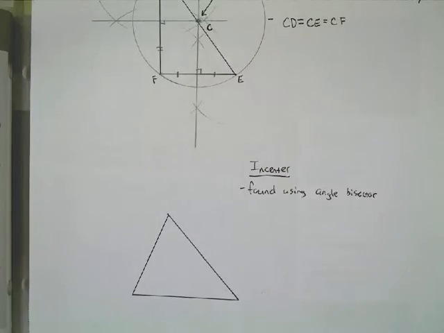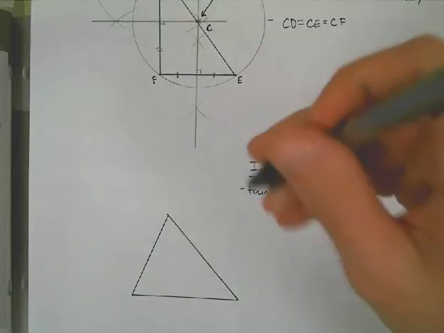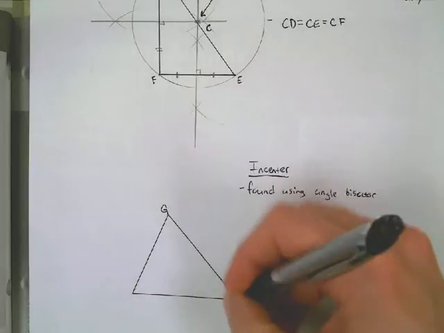Okay, so here's my triangle. I'll call this triangle, let's see, I'm DEF, so GHI.